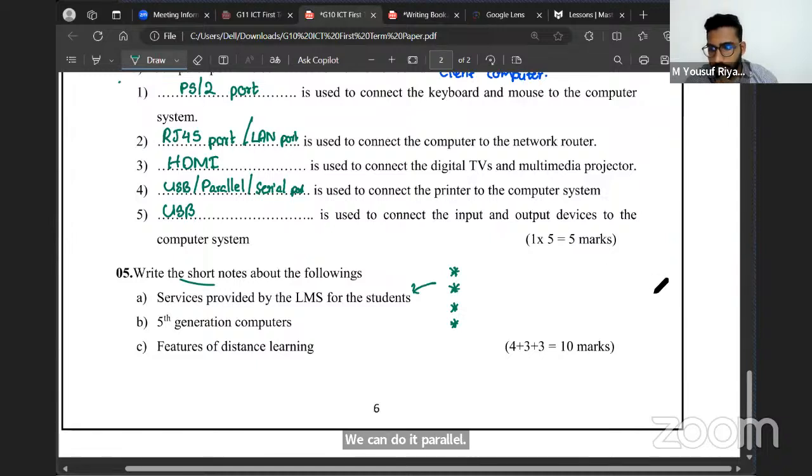Exactly, the description. How can a serial port connect to printers? In earlier days, serial ports were used for printers and scanners. Earlier days. Can you give a sample note?